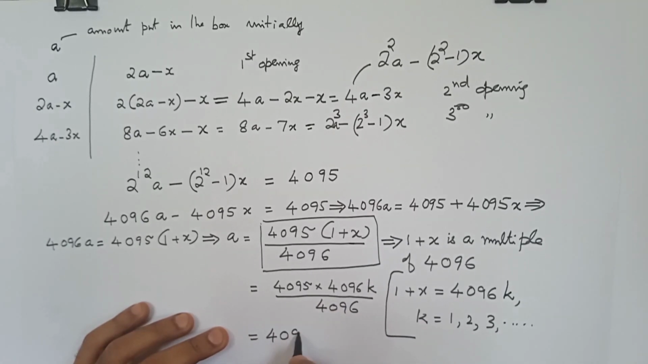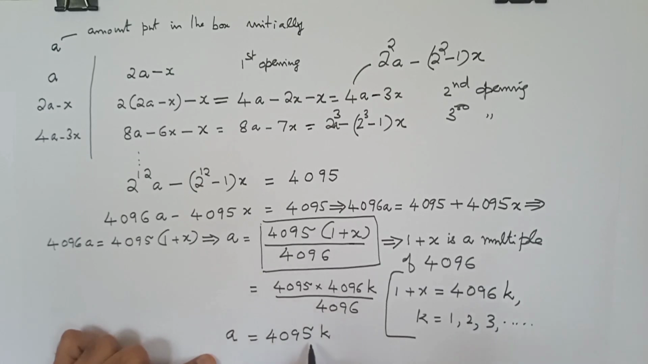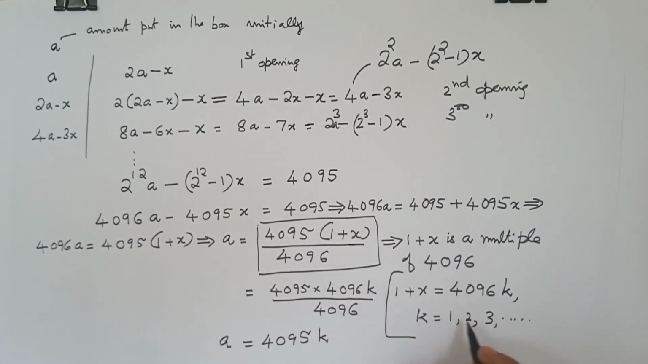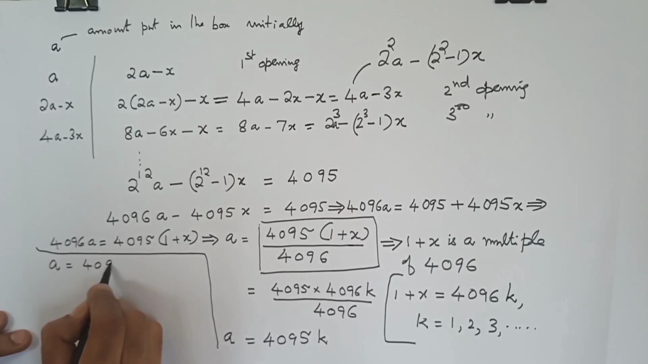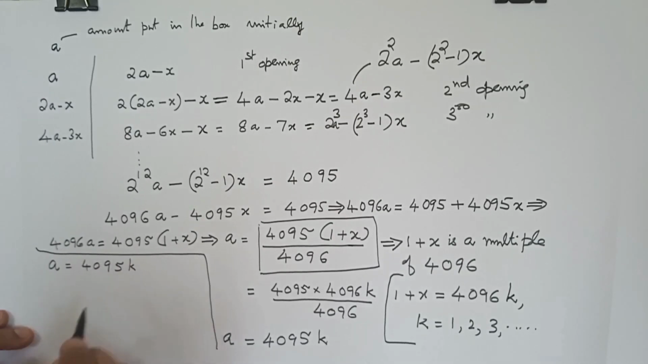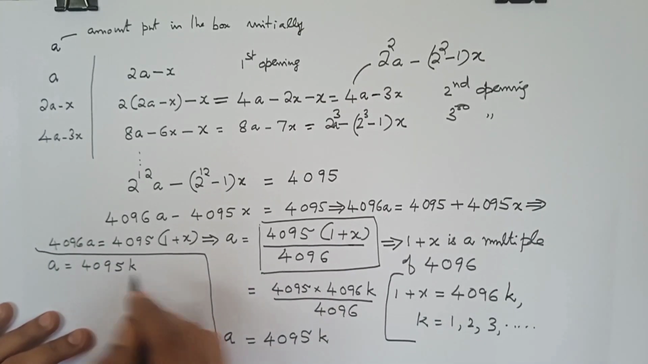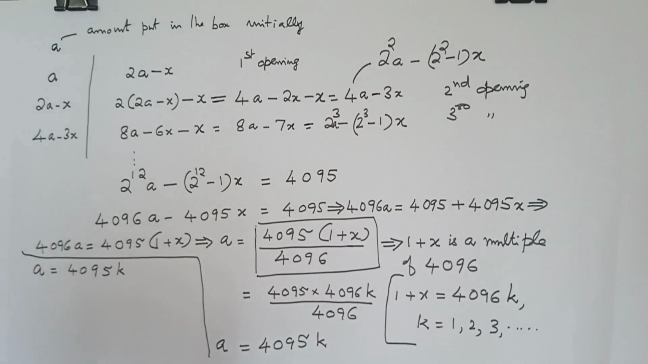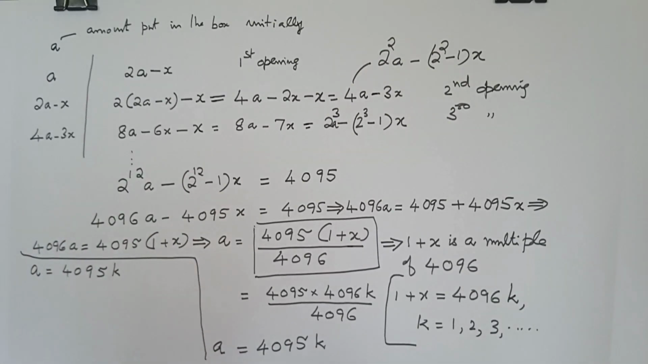So you have 4095 into k. What does that mean? A is equal to 4095k, where k is ranging from 1, 2, 3, etc. This indicates A has infinitely many values, as you put k as 1, 2, 3, etc. But look at the question. We are not asked to find out just the amount the magician had put in the box. The question says specifically what is the least amount he had put in the box initially.